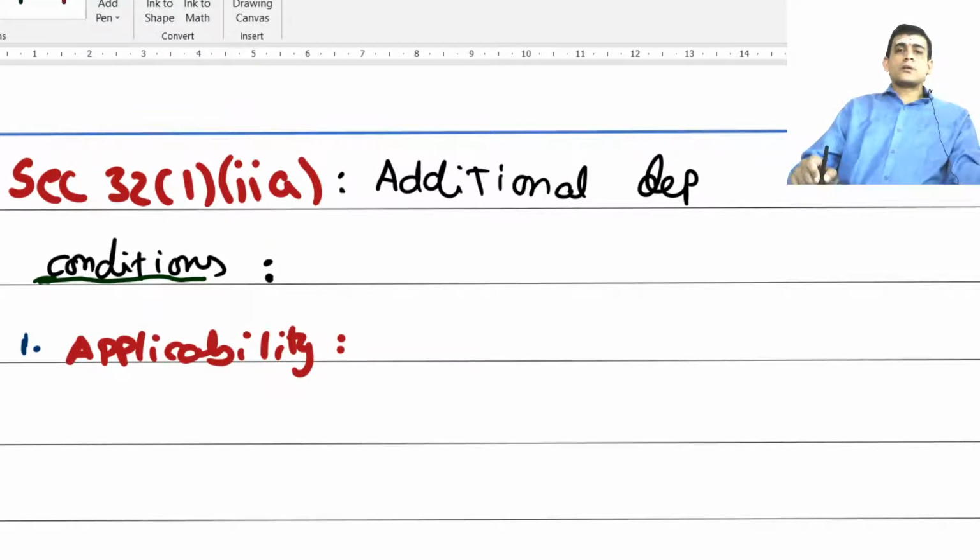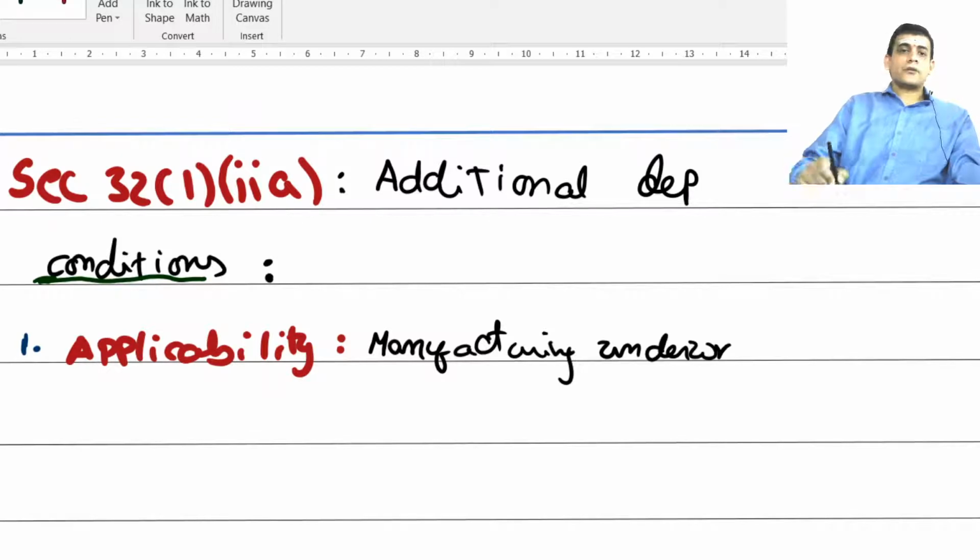This additional depreciation is applicable first of all for a manufacturing undertaking. The word which you are using is manufacturing undertaking. What is the meaning of this? Manufacturing undertaking here means that you can be an individual, a HUF, a firm, you can be anything, but what you are doing is manufacturing. So any person who is a manufacturing undertaking, to them this section is applicable.